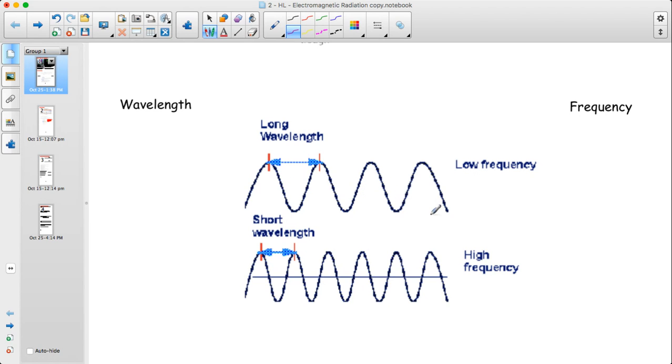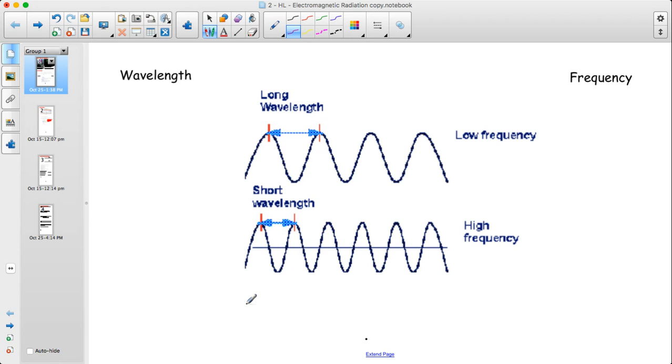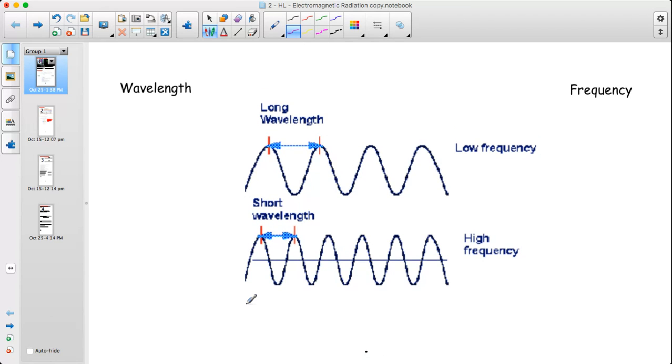And you can sort of see from this picture that if waves are longer, then they will be less frequent. And that's assuming that they have the same speed, which is what we're going to be talking about with light. So shorter wavelengths have higher frequencies and longer wavelengths have lower frequencies. And so that's going to be our relationship.